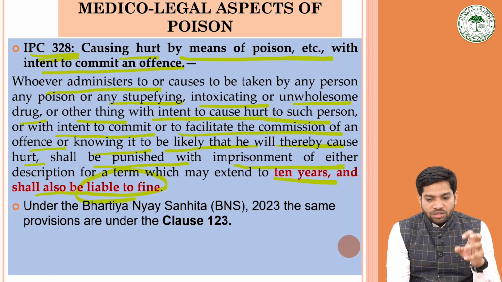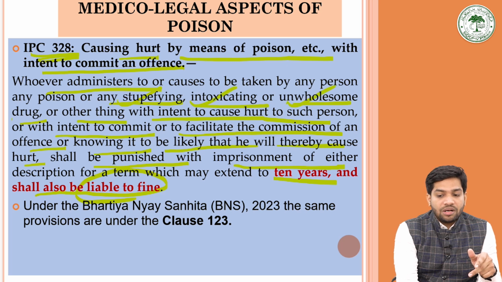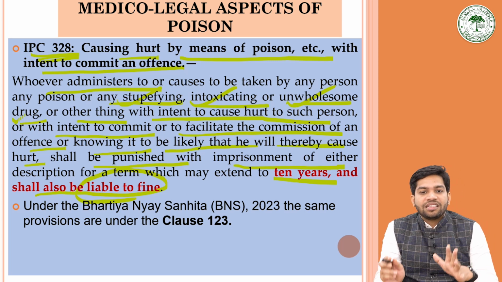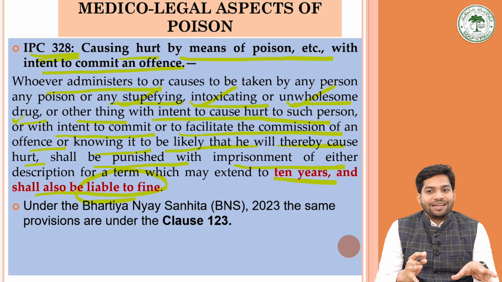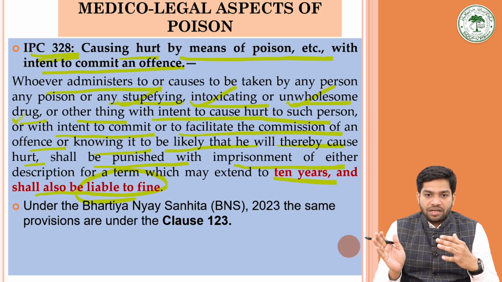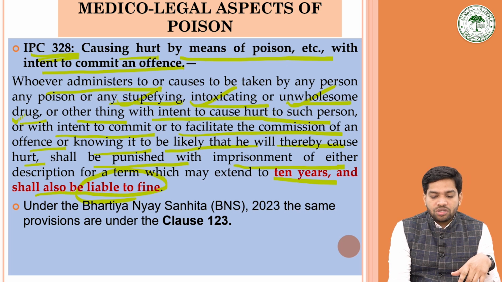So, causing hurt by means of poison or any stupefying, intoxicating, or unwholesome drugs or any other thing with intent to cause hurt to such person, or with intent to commit or facilitate the commission of an offence. So this is a very important provision. Here all the drug facilitated crimes, drug facilitated sexual assault, DFSA, that we will be dealing with in the narcotics also, they shall be punished under this section of IPC. And the same has been included in clause 123 of the Bharatiya Nyaya Sanhita.